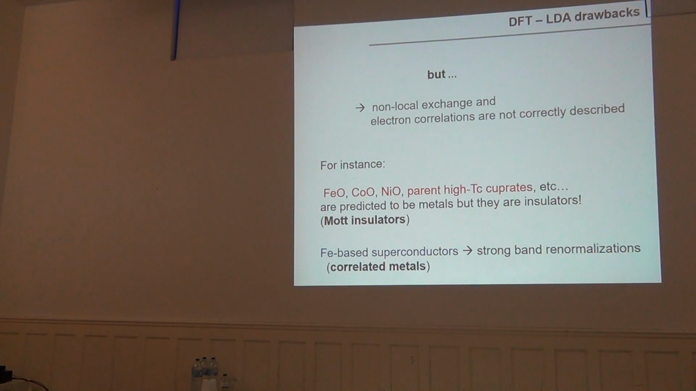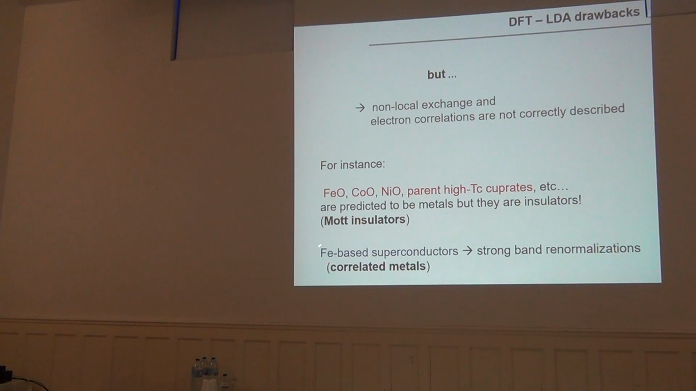These systems are insulators because Coulomb repulsion is very strong, and if you do a DFT calculation, you will get metals, because we are not describing this properly. Or in the case that I was showing to you, these iron-based superconductors, they are indeed metals. However, they are in fact correlated metals.